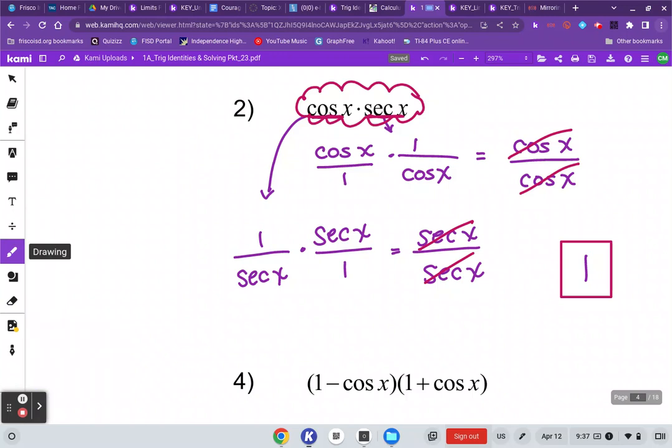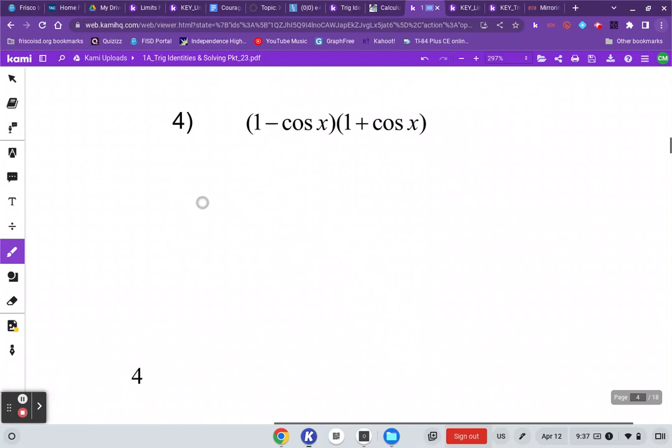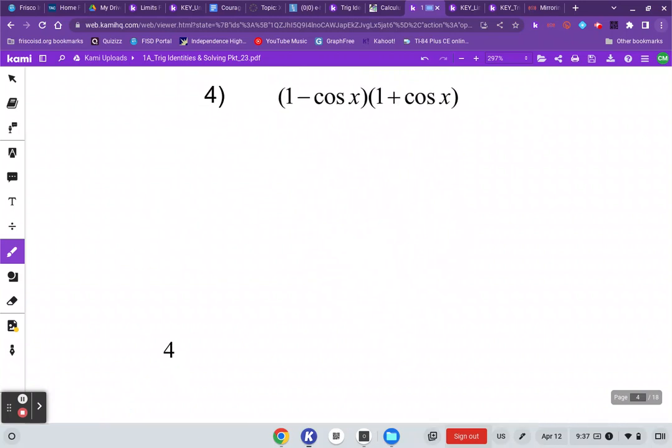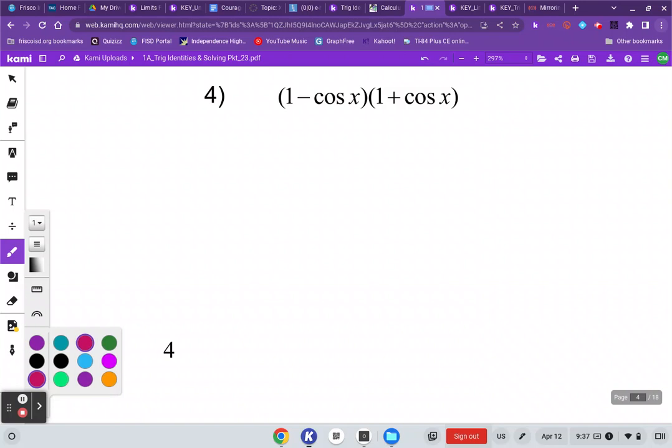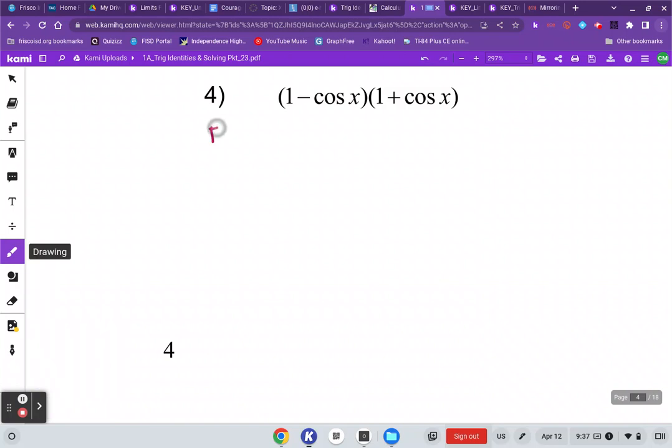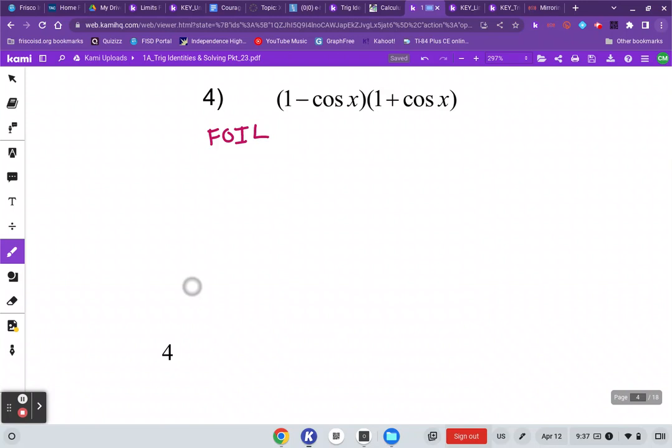And let's take a look at one other example, and then we can move on. This last example here has us doing some multiplying. And I just need to make sure that we remember how to multiply two binomials like this. Maybe if I said FOIL, first, outer, inner, last, maybe that'll help us remember how to do that multiplying, or like distributive property. So let's go ahead and do that.